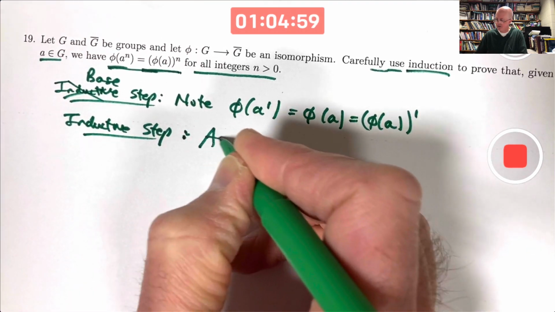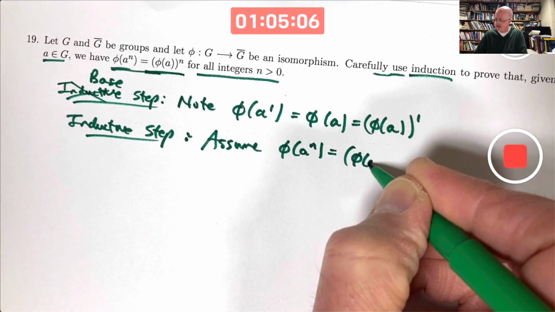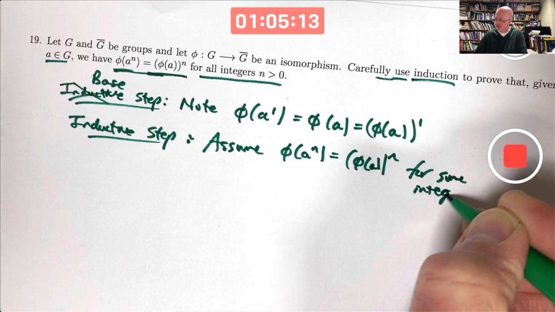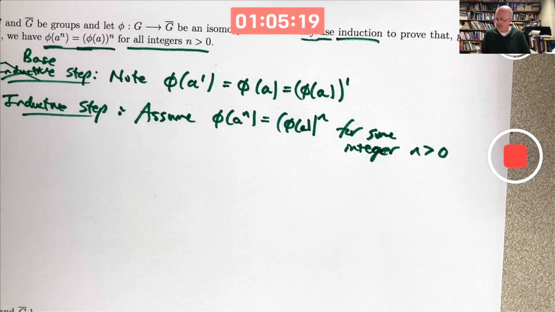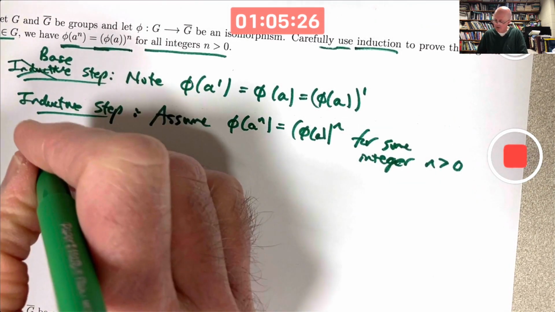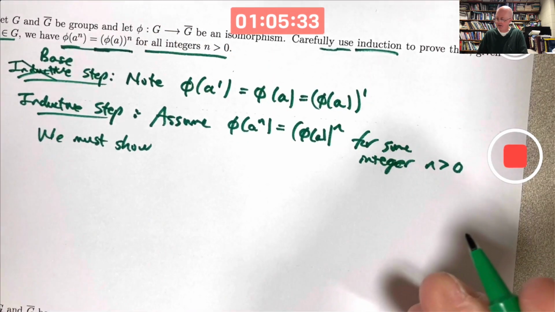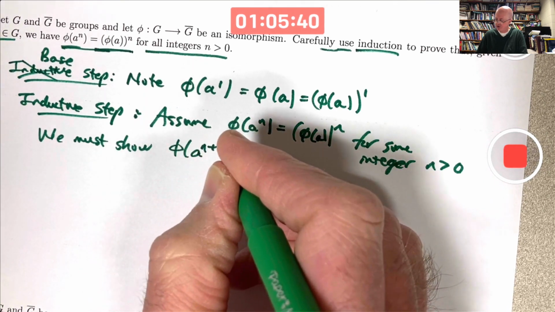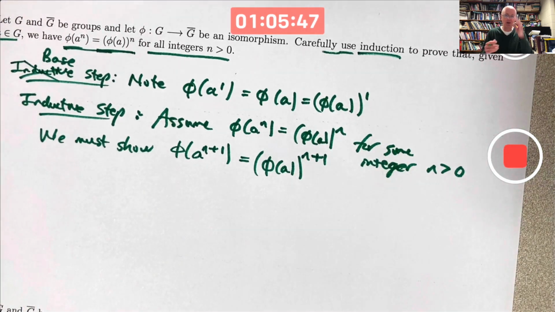The inductive step is to assume phi of a to the n equals phi of a quantity to the n for some integer n greater than 0, some positive integer. That's the base step or base case. This is the inductive step. We must show that the same equation holds for the next value of the exponent, which would be n plus 1. That's what we must show. Now, by saying we must show, I haven't actually shown it. I'm just writing down what I'm trying to show.